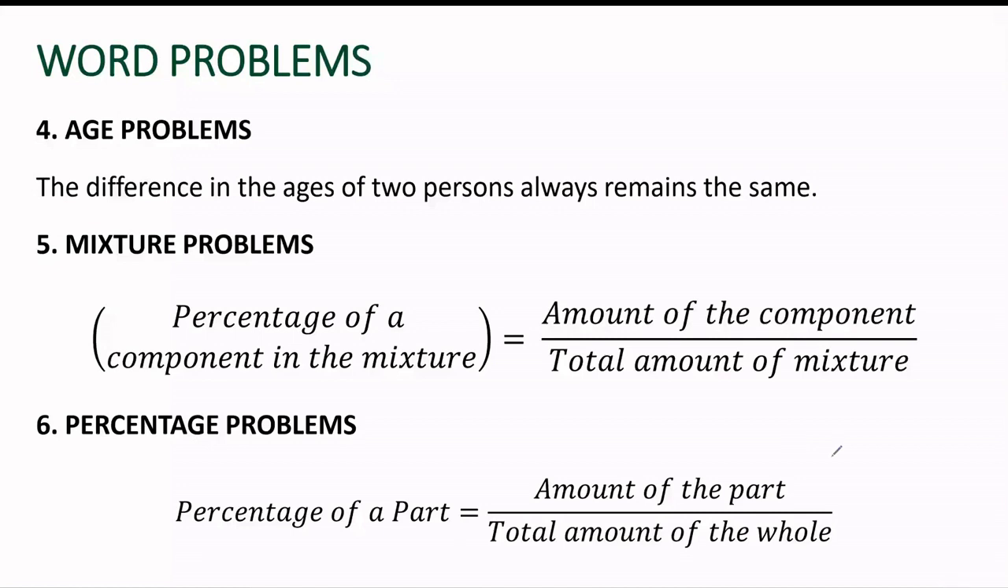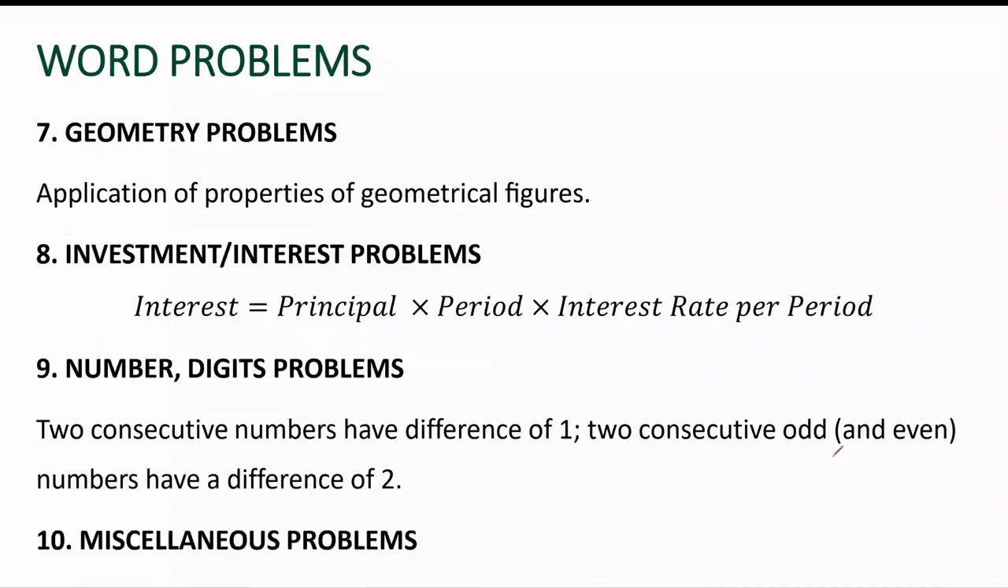Then geometry, applications of properties of geometrical figures. And then eight, investment and interest problems. The interest is equal to the principal times the period times the interest rate. Number nine, digit problems. Two consecutive numbers have a difference of one. Two consecutive odd or even numbers have a difference of two. Then the last one is the miscellaneous problems.